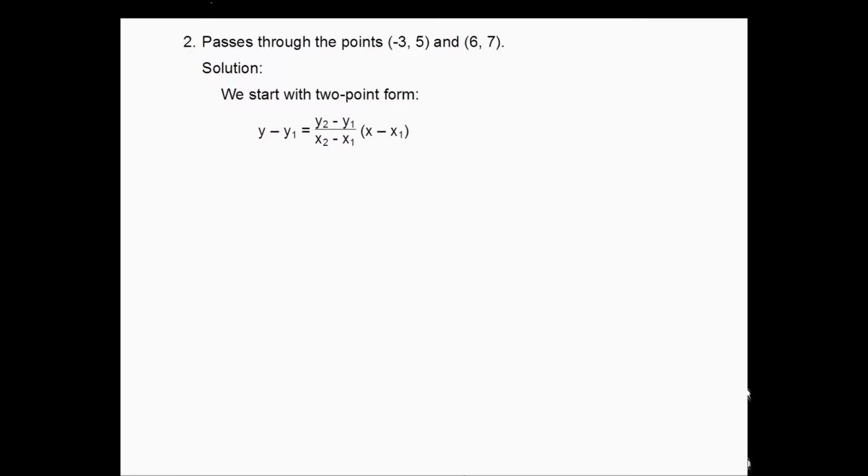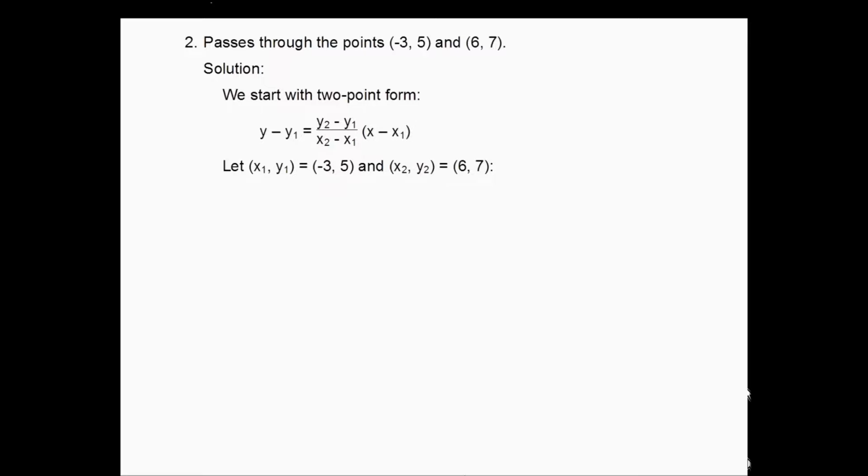Number 2. It passes through the points negative 3, 5, and 6, 7. Okay, you're given 2 points. We will start with 2-point form. Remember, 2-point form is y minus y1 is equal to y2 minus y1 over x2 minus x1 times x minus x1. That's the 2-point form. Okay, I'm going to let x1, y1 be negative 3, 5, and x2, y2 be 6, 7.